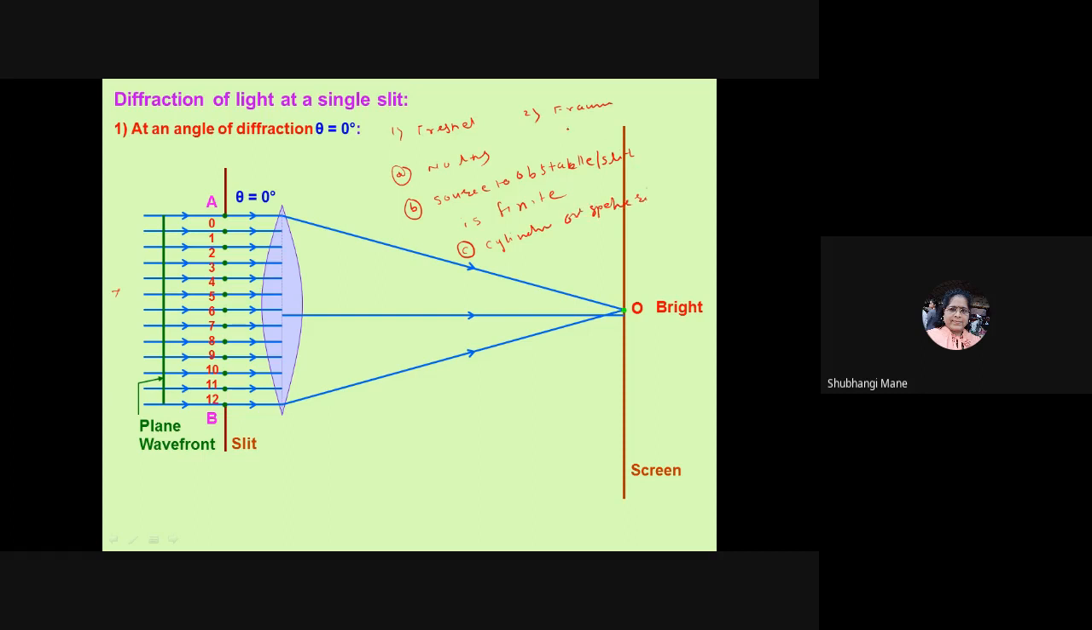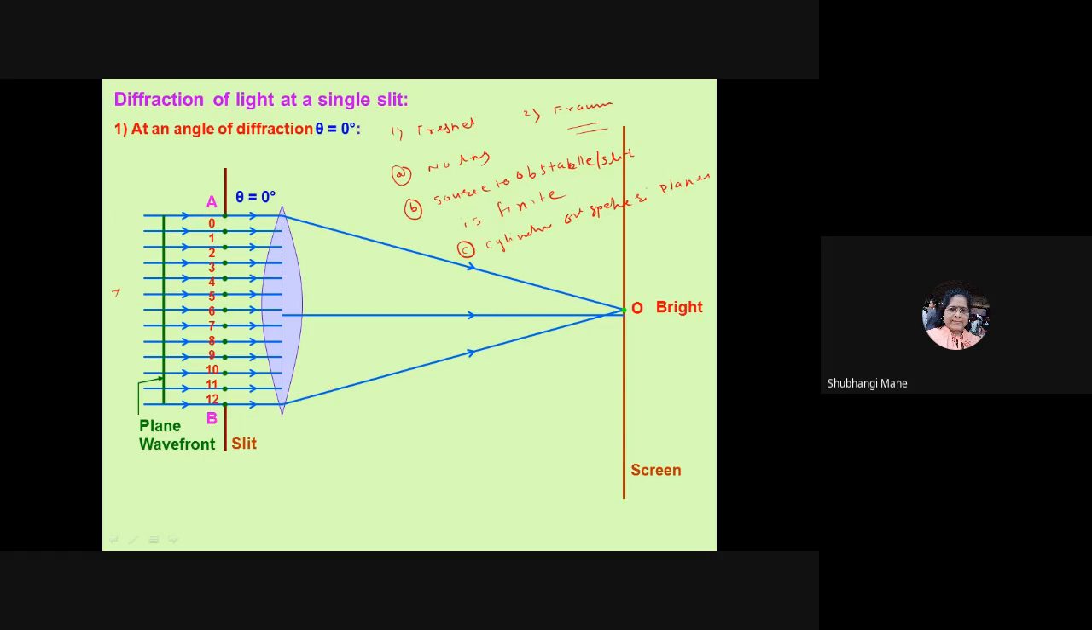Okay, and what is the comparison for Fraunhofer's diffraction? A lens system is used. Second difference, the distance between source to obstacle and obstacle to the screen is infinite for Fraunhofer's class of diffraction. And third difference, instead of cylindrical or spherical wavefront, we are using a plane wavefront. Okay, plane wavefront. So this is the plane wavefront.